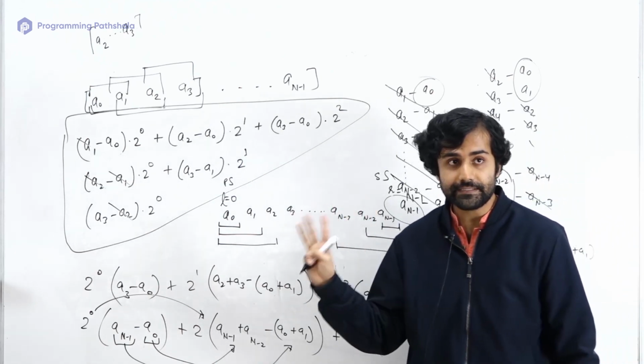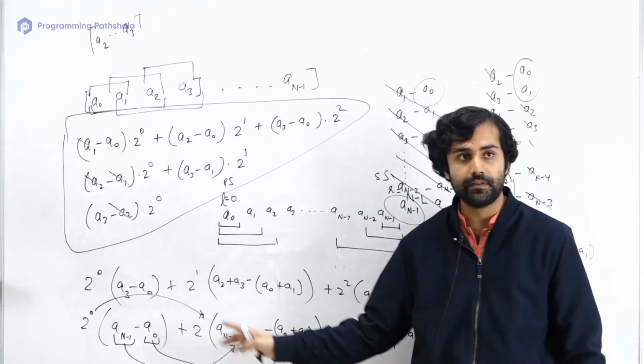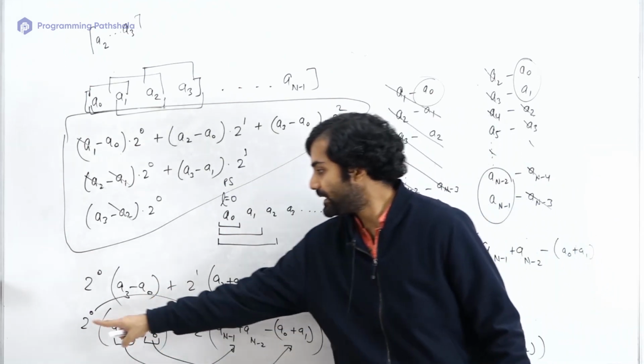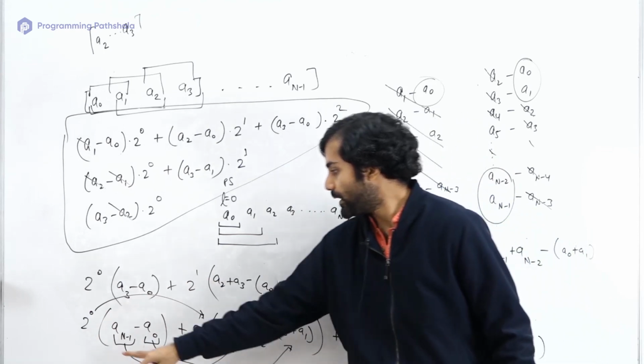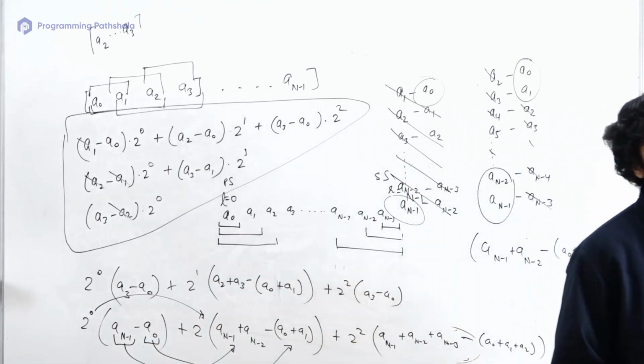So you are maintaining 3 things with you: the power of 2, the prefix sum, and the suffix sum. And in every iteration you are multiplying the power of 2 by 2, you are changing your prefix sum, you are changing your suffix sum, and that's how you are moving on and on.